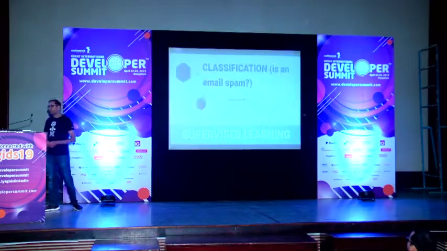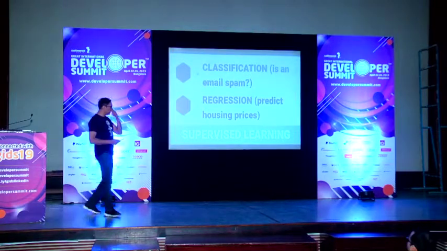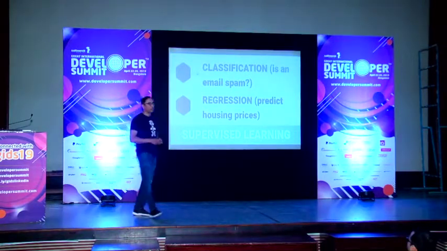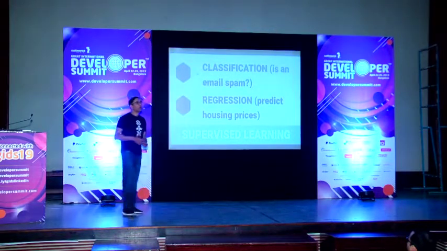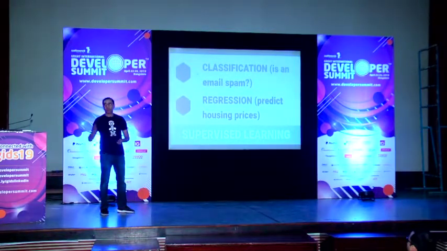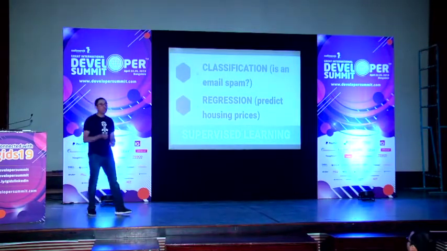All right. So I gave this example already. There are two basic types of machine learning patterns that you apply. One is supervised learning, the other is called unsupervised. Supervised learning is when you know what the end product should be, or what the end goal should be. Right? So an example of that is classification. Is this email spam?